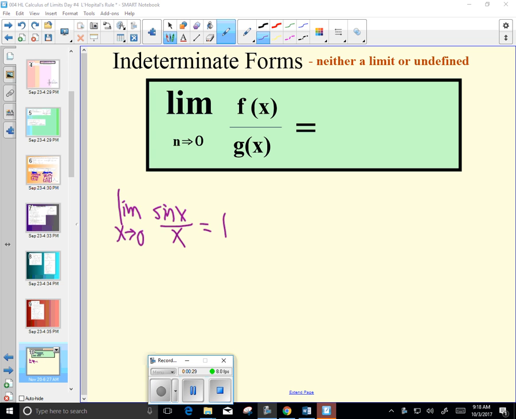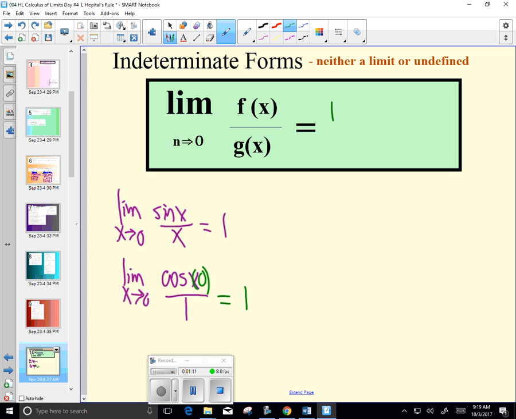But here is something kind of interesting. If you took the derivative of sine, what's the derivative of sine? Cosine. We did that yesterday. So what if you took the derivative of sine, which is cosine, and then you took the derivative of x, which is 1, and evaluated this at 0, what is this going to be? The cosine of 0 is 1, over 1. So this actually works in some cases, and for indeterminate forms, we'll find out what that means.